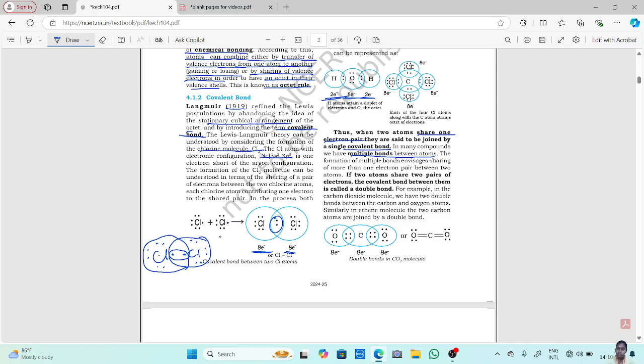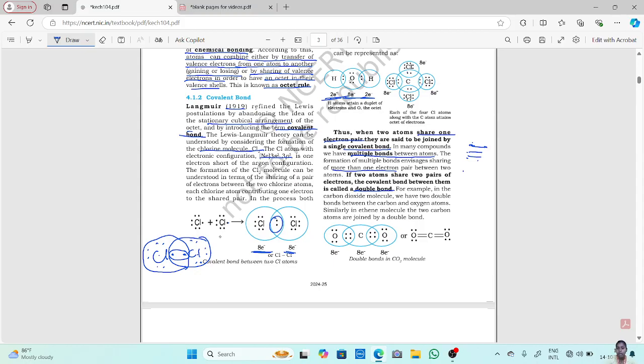The formation of multiple bonds envisages sharing of more than one electron pair between two atoms. A single bond involves sharing of two electrons, while multiple bonds will involve sharing of more electrons. Now if two atoms share two pairs of electrons, the covalent bond between them is called a double bond.